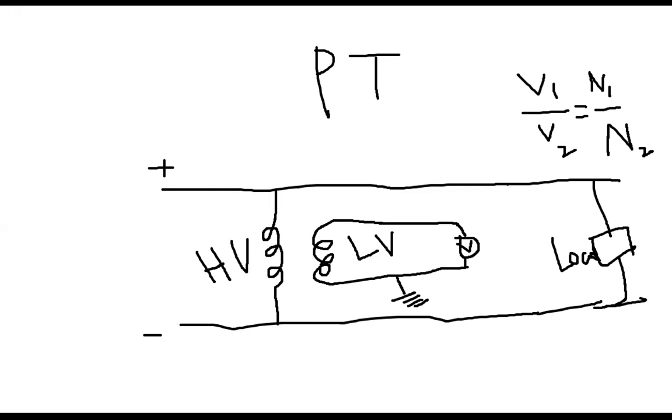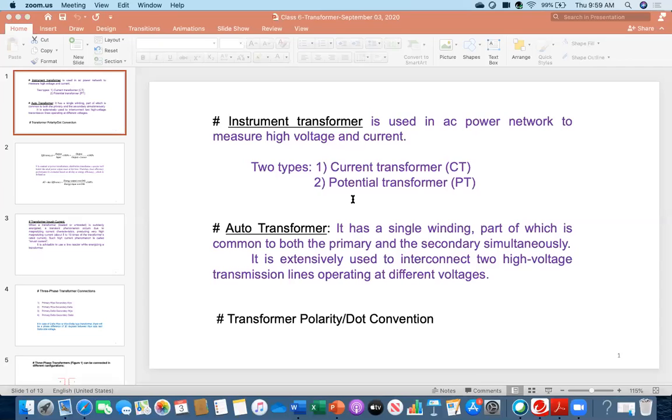So now again, go back to the other discussion. We understood those two. Now you see, auto transformer. What is that? It has a single winding, part of which is common to both the primary and secondary simultaneously. This is pretty interesting. It has only one winding. It does not have two windings, and the same winding is shared by both the primary and secondary.